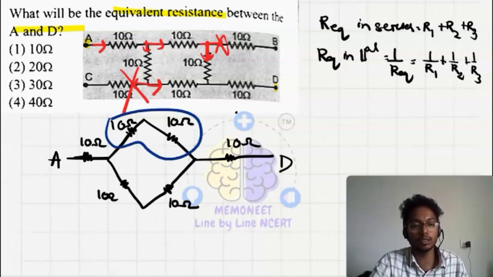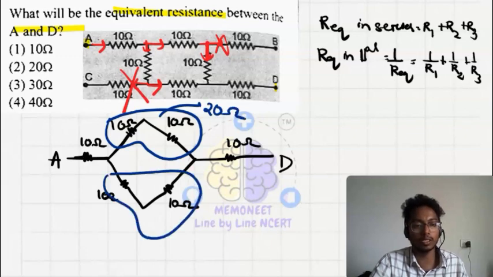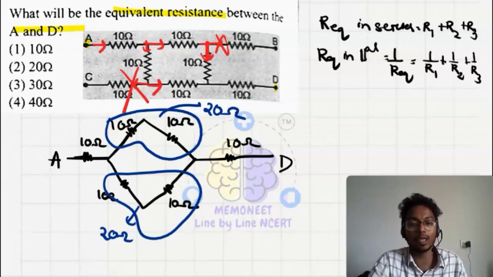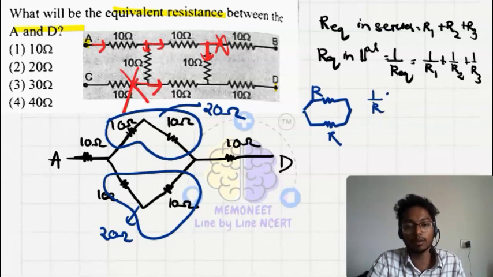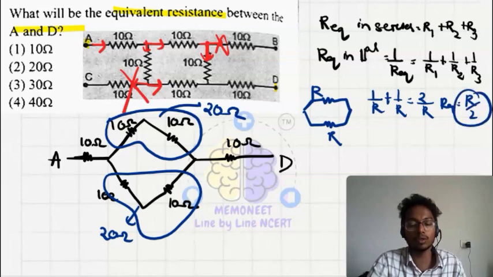Okay, so now let's rearrange. This one is in series, it means it will become 20 ohm. This one will be in series, so this will become 20 ohm. And we know that if both the resistances are equal and they are in parallel, what will be the equivalent resistance? That is half. Okay, if R and R are in parallel, so I will write 1 upon R plus 1 upon R equals 2 upon R. So R equivalent is equal to R by 2.